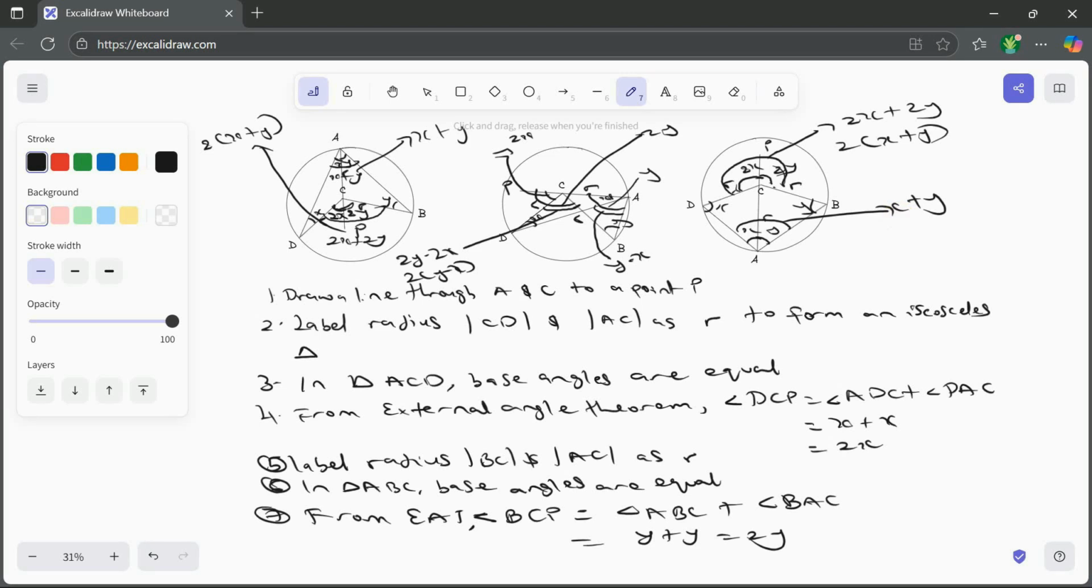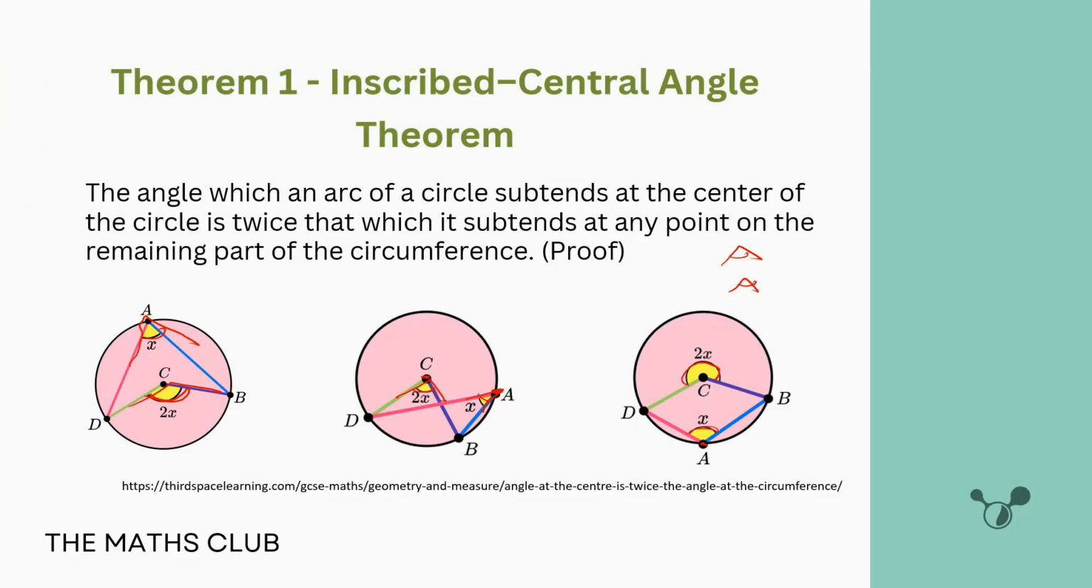So any of these triangles that they give you and they tell you to prove, just know what you are doing and you will get your answer. Great. So come again and say: the angle which an arc of a circle subtends at the center is twice that which subtends at any point on the remaining part of the circumference.